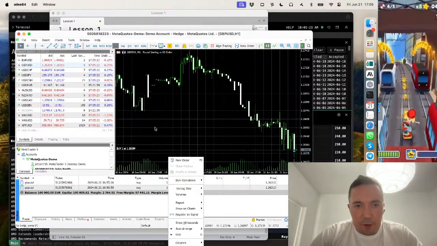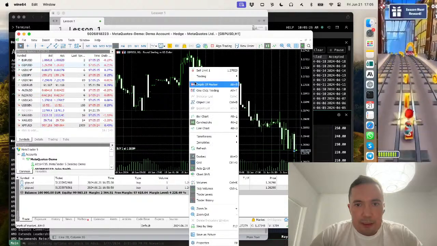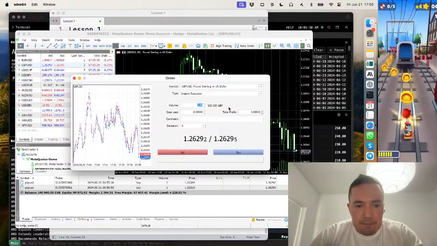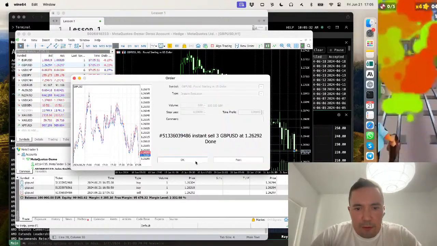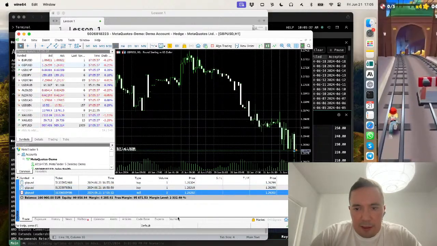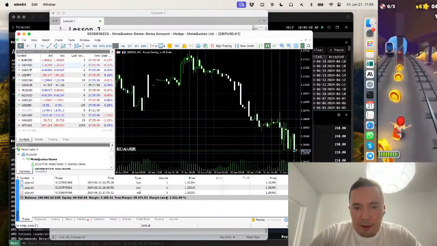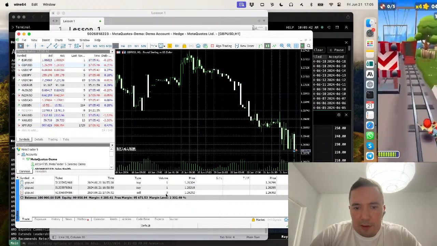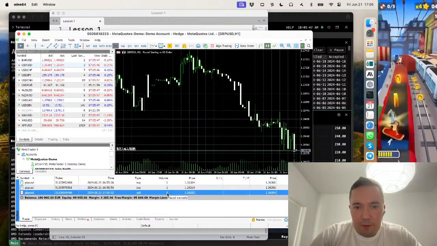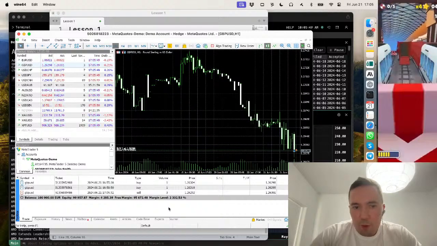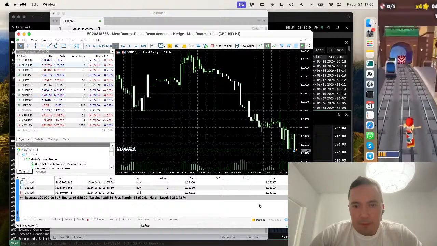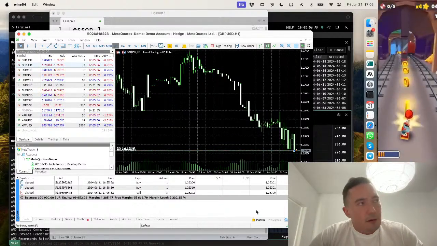We could, for example, do a sell trade. Where do I trade? Here. We do sell 3, and we have 3 positions, and the total is sold 1, right? So we bought 1, bought another one, and sold 3. So we're short 1 piece of GBP USD. So I hope this is clear.